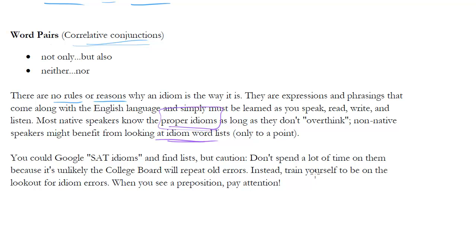So instead, just train yourself to be on the lookout for idiom errors. Know they're there. When you see a preposition, pay attention. Know that this error can appear. And when you're evaluating questions, just keep that in mind. And again, we'll talk more about this in SAT Grammar Tactics.